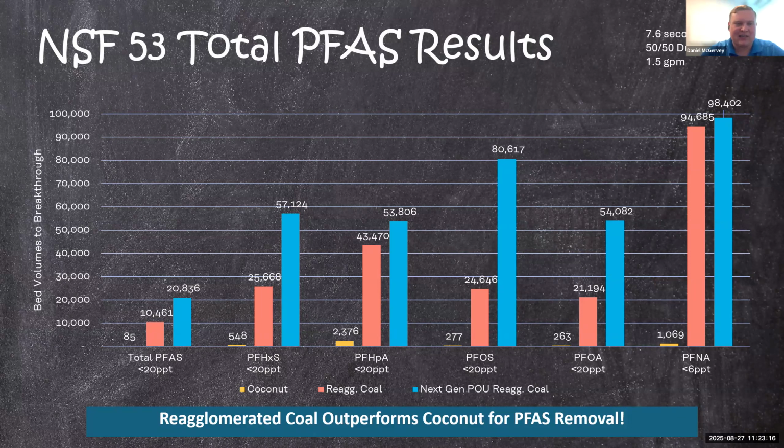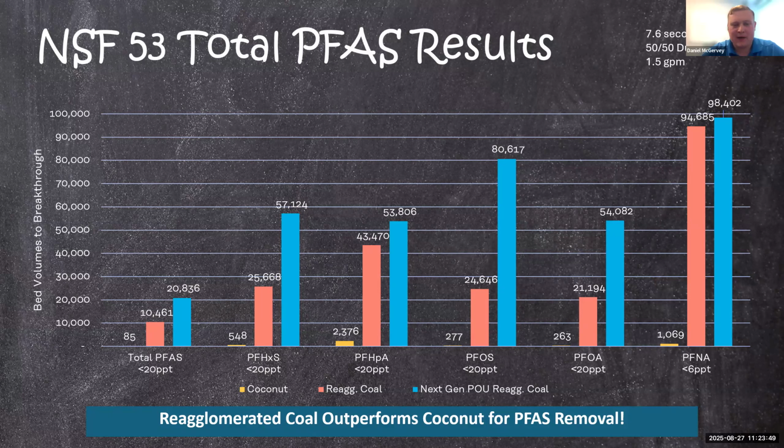The y-axis here shows the bed volumes to breakthrough of these respective levels. You can first see the coconut breaks through almost immediately in all instances. The best it's doing is a little over 2,000 bed volumes treated, but any of the reagglomerated coals are much higher with much longer run times. Again, that's a lot of times due to differences in pore structure in the coal compared to the coconut. They have a more optimized structure.